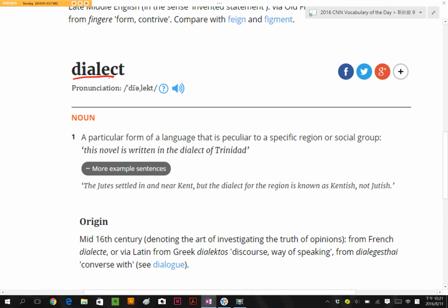Origin: mid-16th century, denoting the art of investigating the truth of opinions, from French dialecte, or from Latin, from Greek dialektos, "discourse, way of speaking," from dialegesthai, "converse with." See dialogue.